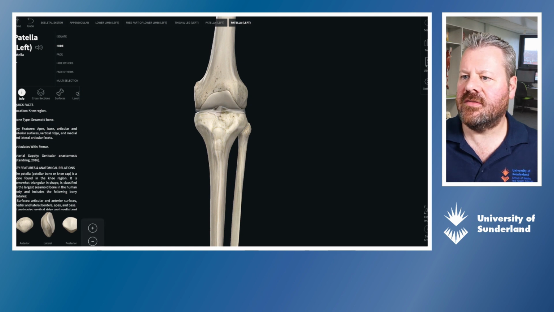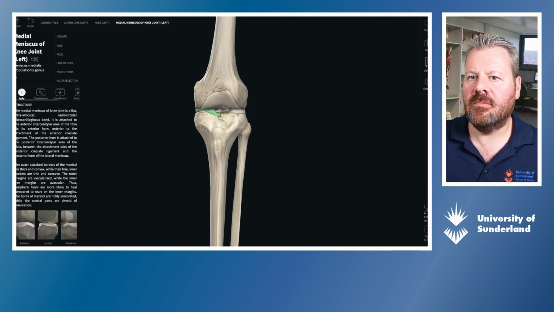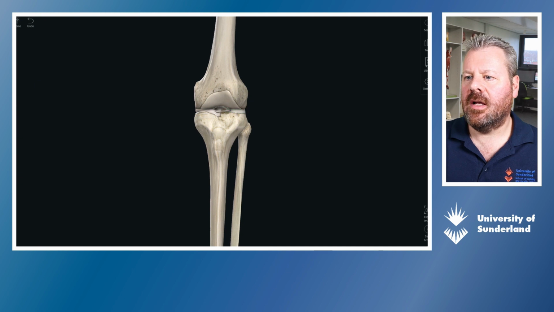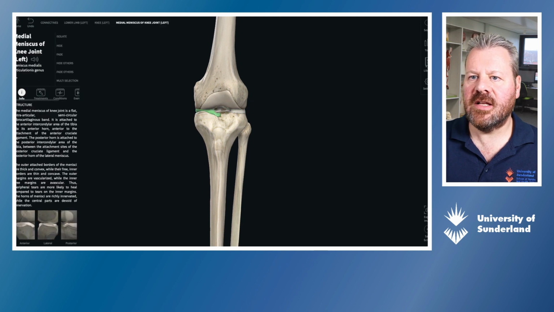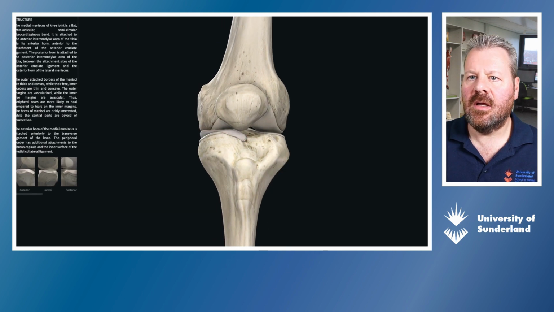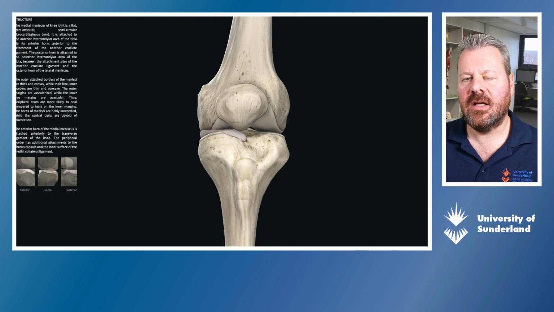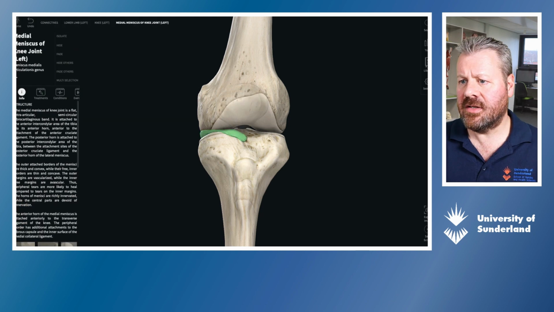I'll add in some connective tissue. The first layer of connective tissue that's going in are the menisci or the meniscus. This is the medial meniscus. This is the lateral meniscus. If I was to just isolate it temporarily, you can see that the meniscus itself is effectively deepening the articular surface.